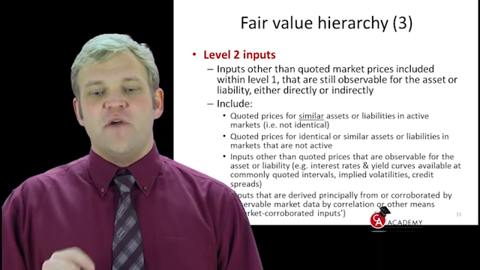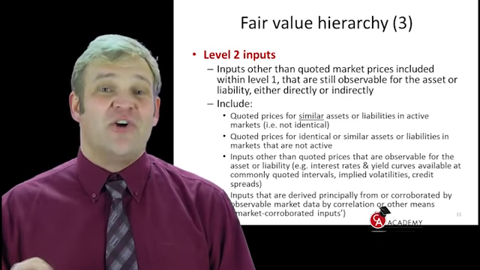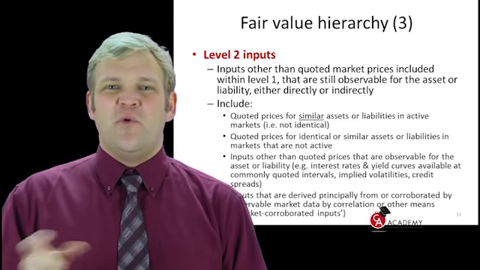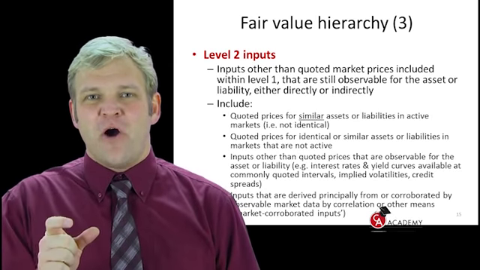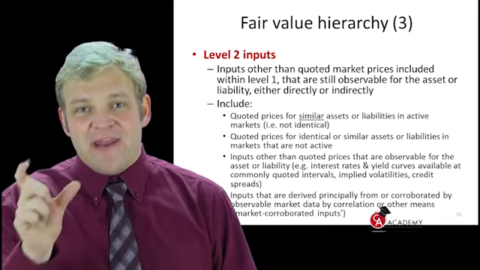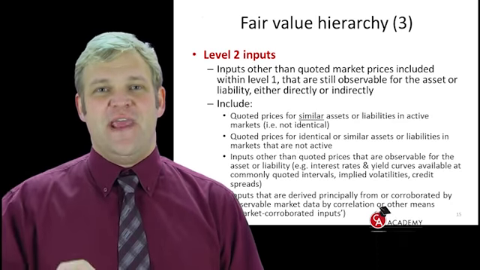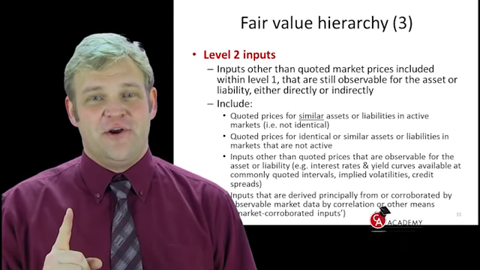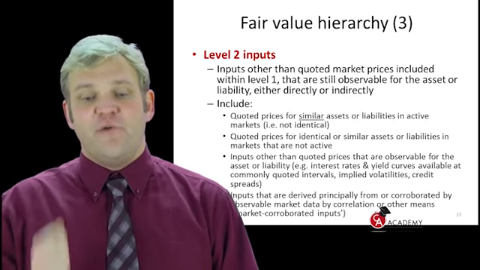All right? Quoted prices for identical or similar assets or liabilities in markets that are not active. So here you can see we've got an identical asset, but this wouldn't qualify as a principal market. Do you agree? Because it's not active. And a principal market has to be an active market where there's a high volume and frequency of trading in this asset and liability. All right, so there's a qualification there, and that brings it into level 2, but still it comes from a market.